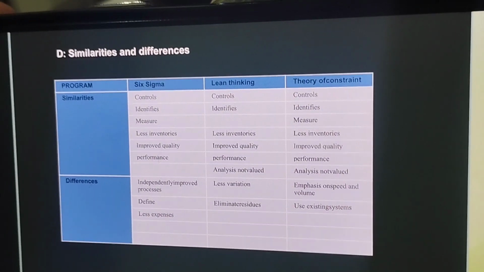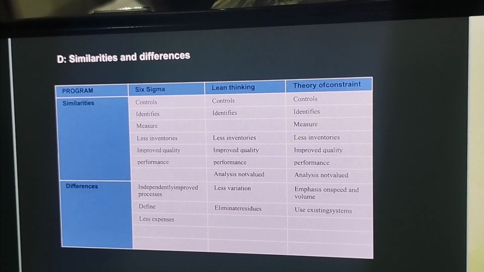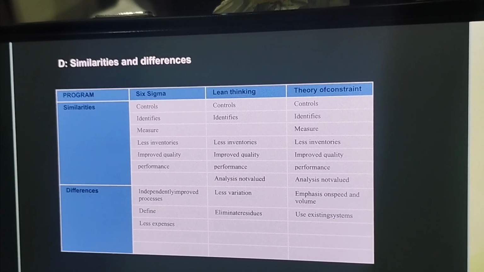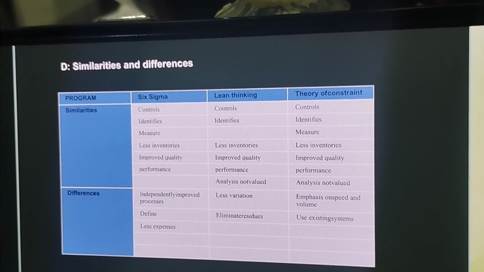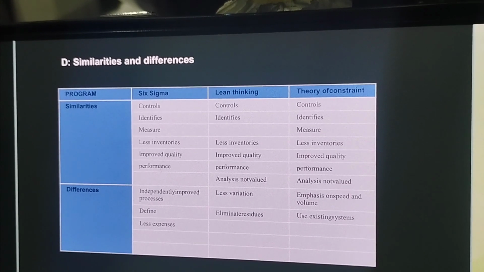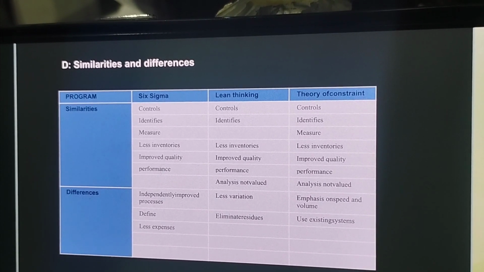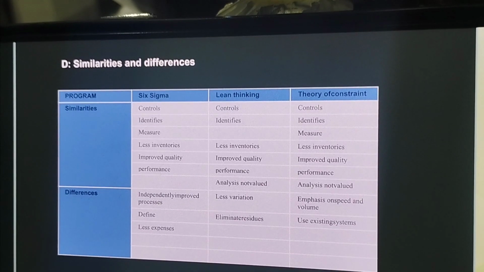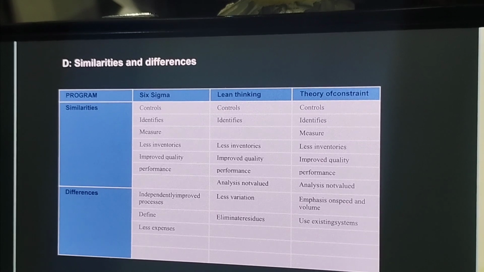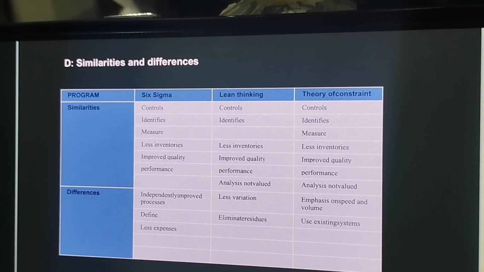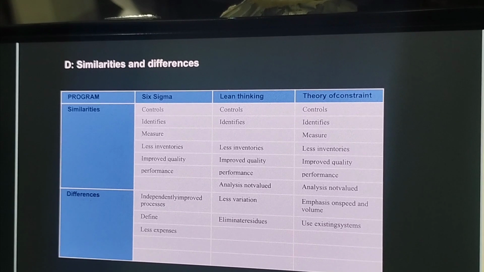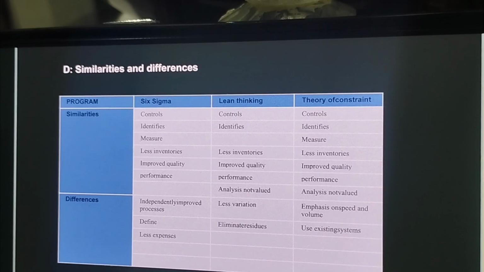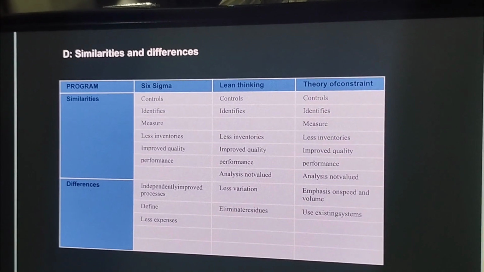D. Similarities and differences. Similarities. Six Sigma: controls, identifies, measures, less inventories, improves quality, performance. Lean thinking: controls, identifies, less inventories, improves quality, performance, analysis, no value. Theory of constraints: controls, identifies, measures, less inventories, improves quality, performance, analysis, no value.